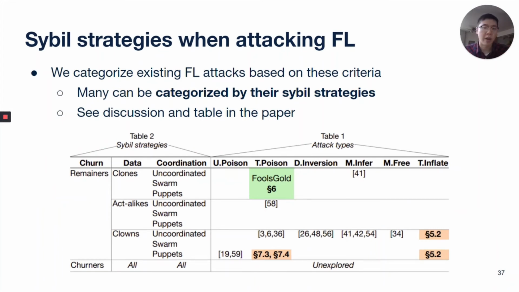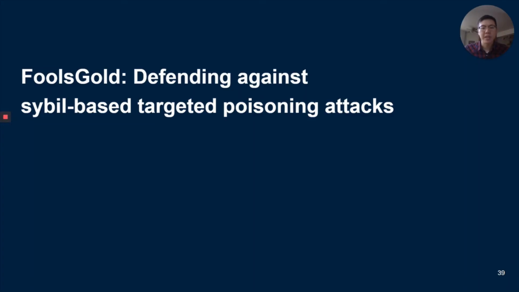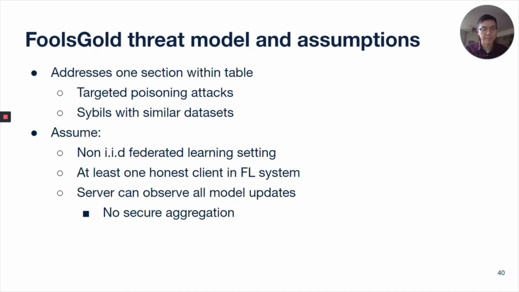After considering a variety of attacks on federated learning, as well as the potential of sybil strategies to be used in these attacks, we categorize the existing work in attacks on federated learning into this table that intersects these 2 dimensions. For much more discussion and analysis of this work, please see our associated paper. For the rest of this talk, we're going to focus on the problem of targeted poisoning attacks from a group of uncoordinated sybils. In addressing this, we design FoolsGold, a defense against this setting.